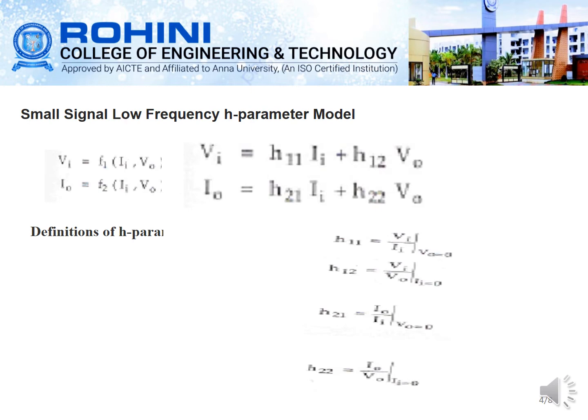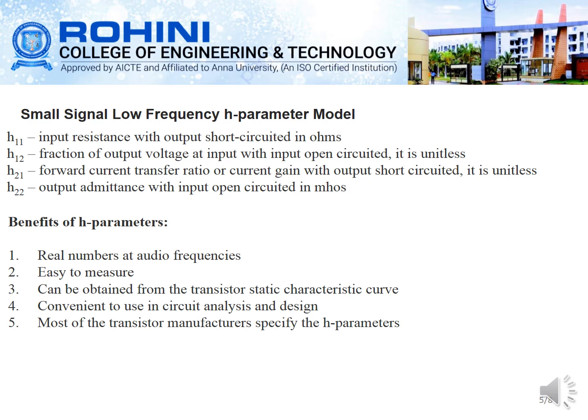We know that h11 is the input voltage by input current, then h12 is the input voltage divided by output voltage. h21 is equal to output current by input current, and h22 is equal to Io divided by Vo, that is output current divided by output voltage. So in the small signal low frequency H parameter model, we know the four parameters, that is h11, h12, h21 and h22.